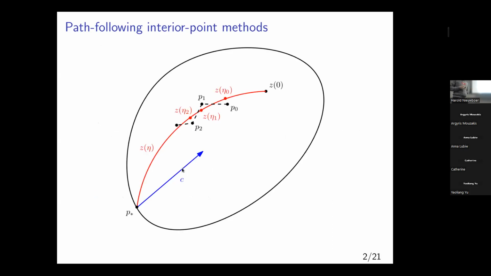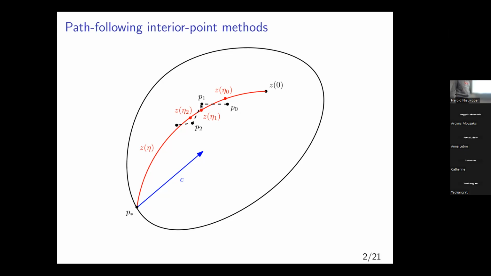And now here's a picture of what I just said. Right, so there's the central path of these minimizers of t times my objective plus this capital F. And suppose I start close to it, at some point p0, close to some z of eta 0. And now in every iteration I'm going to increase my time parameter to eta 1. I take a Newton step and I end up at this p1, which you can see is closer again to the central path, right? And you just iterate this. The whole claim of interior point methods is this will converge to the minimizer.